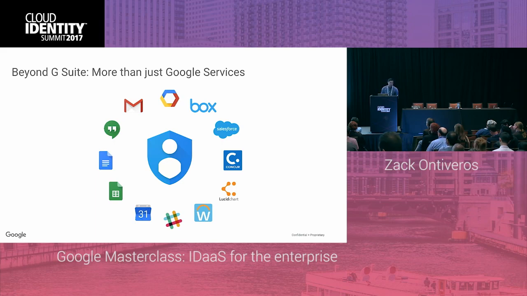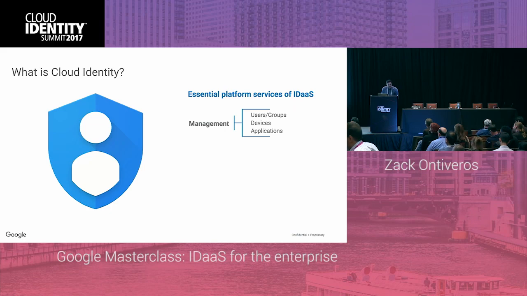So from Google's perspective, what are the essential platform services that we're looking to provide as a base layer, entry-level IDaaS system to manage Google identities? For us, first, it's obviously management. You need to have your users, your groups. We also see devices, so how you access is just as important as who is accessing. And your applications, making sure that the users have access to the right applications at the right time.